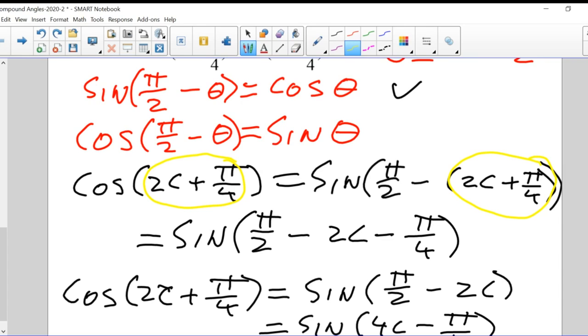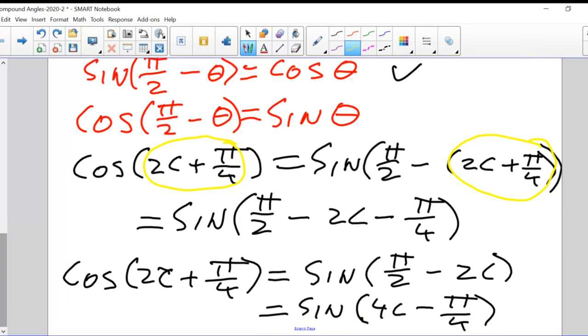I did. Yes, I did. And you're welcome. So she's just asking if I distributed the negative into the bracket, and that's exactly what I did. I know the question would not be audible on the recording, so I just wanted to repeat the question. So I'm minusing the 2c and minusing the pi over 4.